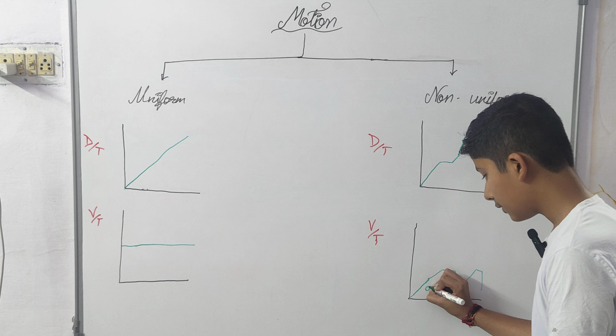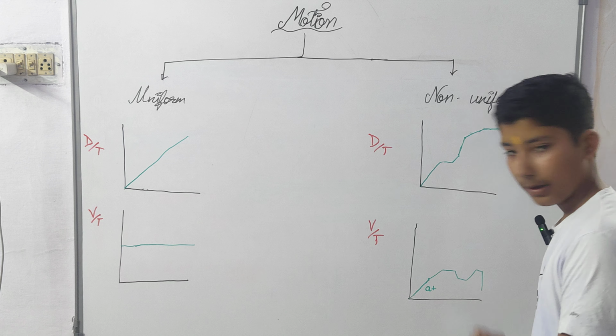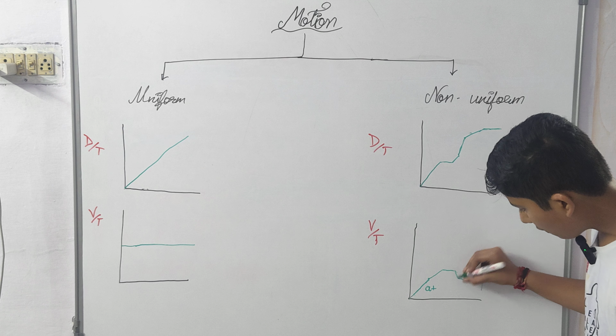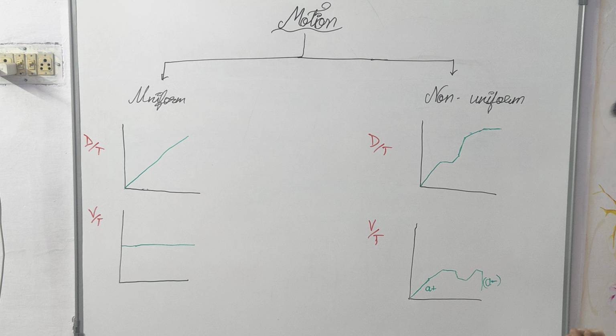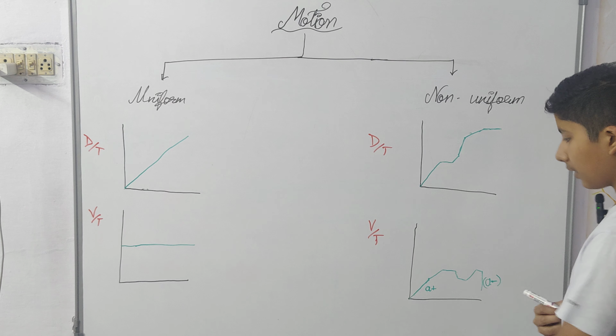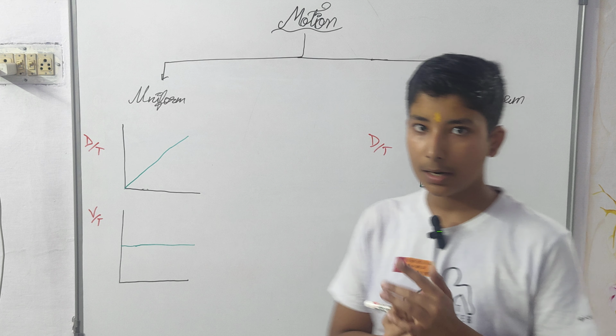Firstly, acceleration was increasing, but after coming till here, acceleration decreased. Okay, so firstly increase and then decrease. This is the velocity time graph.